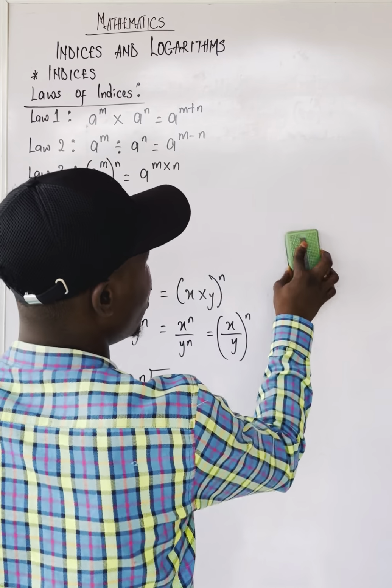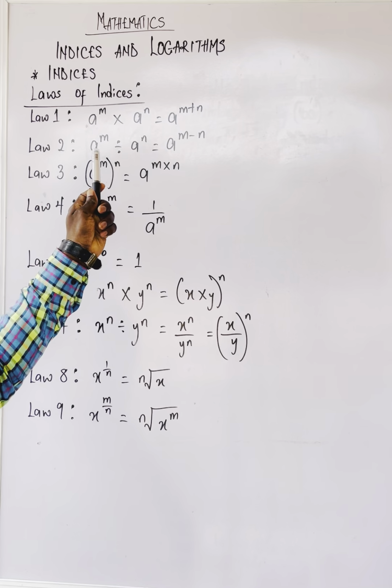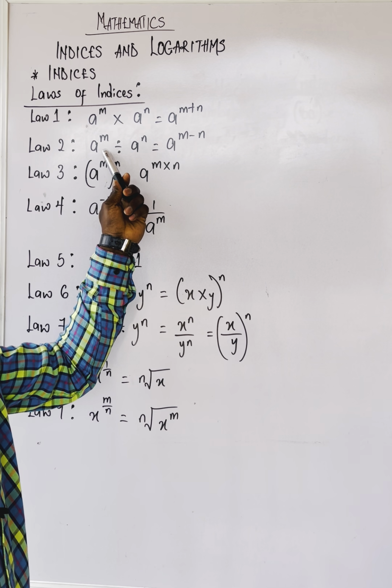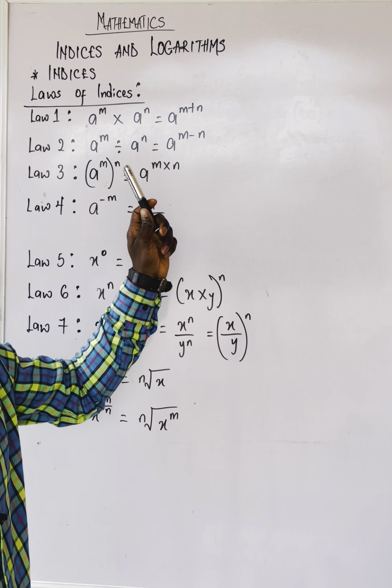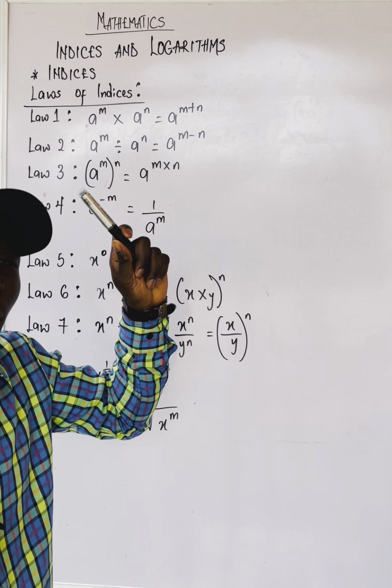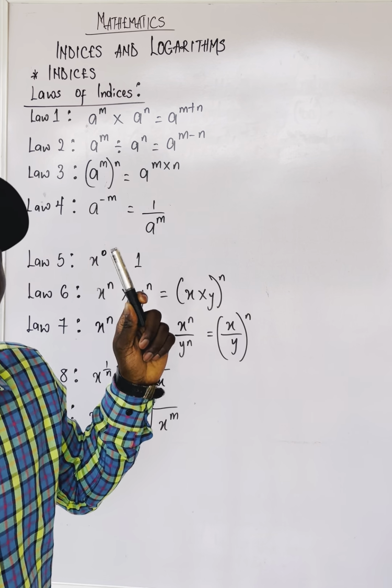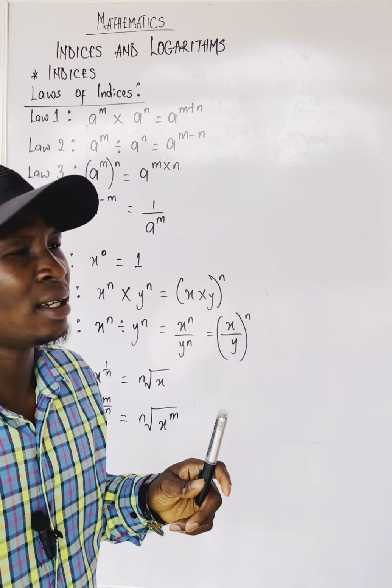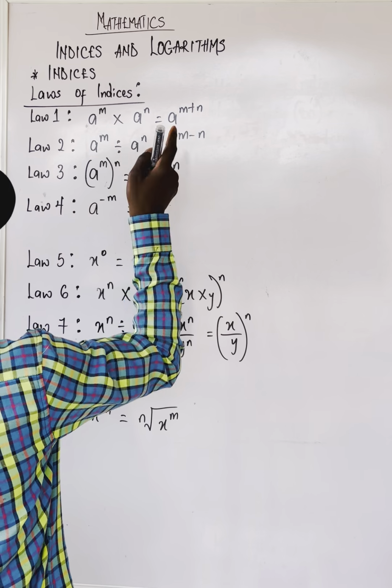Now let's move to the second law. The second law says when we have a raised to the power of m divided by a raised to the power of n, and they have the same base, you pick one base. If it is division, what do you do to their power? You subtract. That will be a raised to the power m minus n.